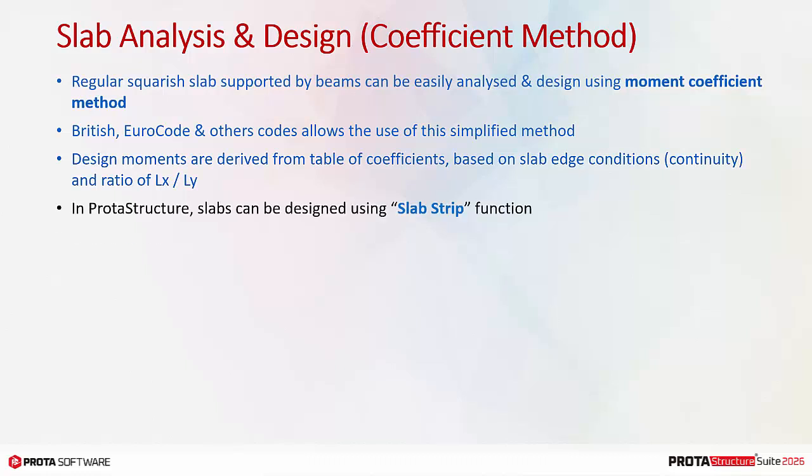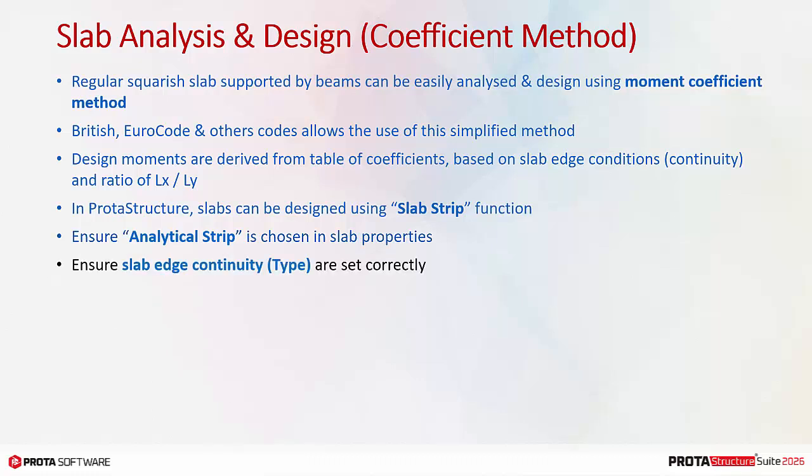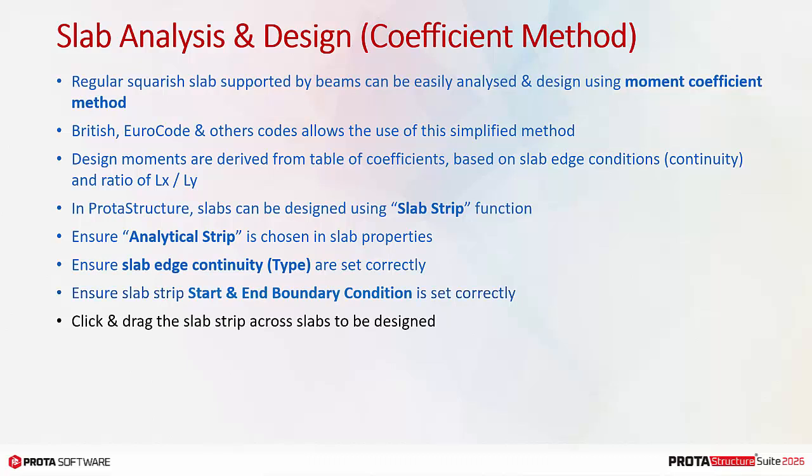In ProtaStructure, slabs can be designed using the slab strip function. Ensure analytical strip is chosen in the slab properties. Ensure slab edge continuity or type are set correctly. Ensure slab strip start and end condition is set correctly. Click and drag the slab strip across the slabs to be designed. Do this both horizontally and vertically, in the orthogonal direction.